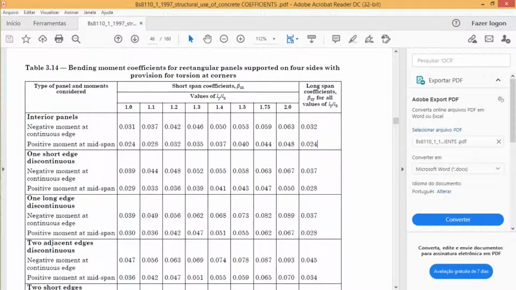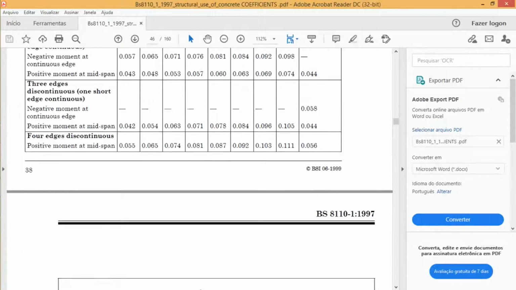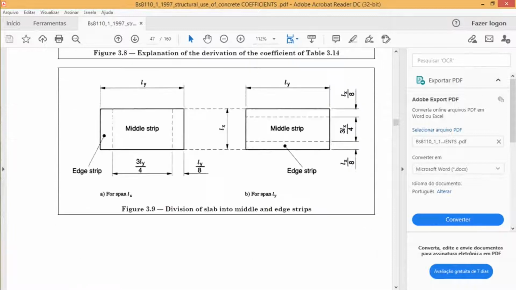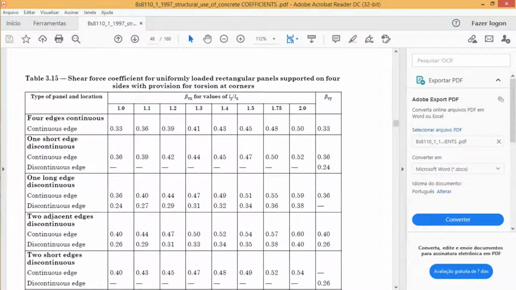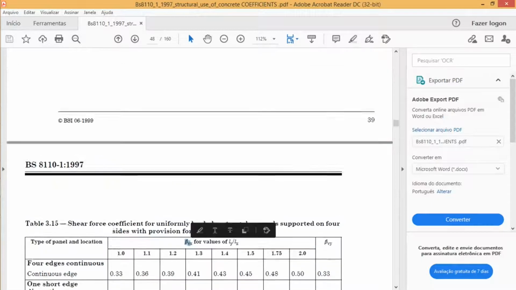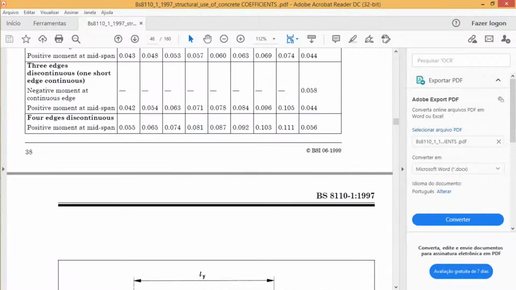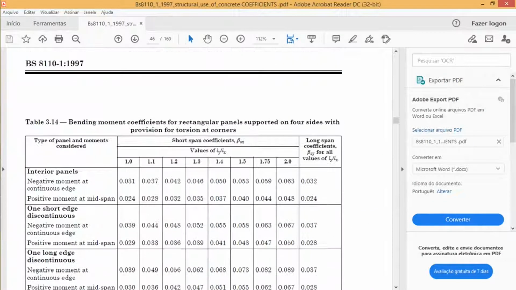So this is for the bending moment, and we have a table too for the shear, where we call it BV, and here BS. We can give it other names.